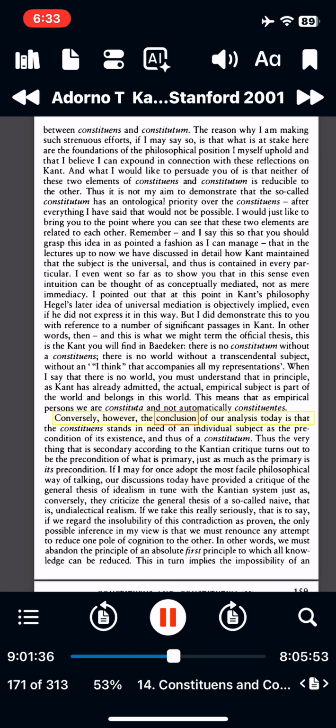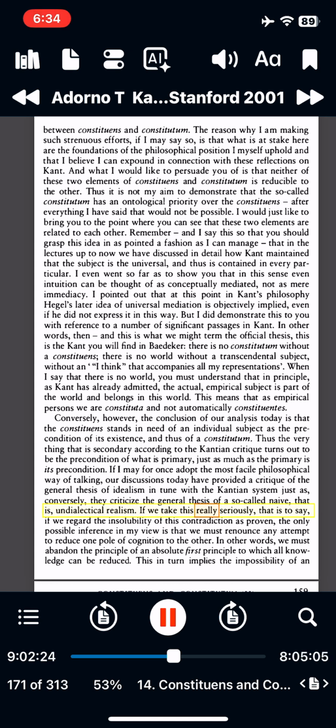Conversely, however, the conclusion of our analysis today is that the constituens stands in need of an individual subject as the precondition of its existence, and thus of a constitutum. Thus the very thing that is secondary according to the Kantian critique turns out to be the precondition of what is primary, just as much as the primary is its precondition. If I may for once adopt the most facile philosophical way of talking, our discussions today have provided a critique of the general thesis of idealism in tune with the Kantian system, just as, conversely, they criticize the general thesis of a so-called naive, that is, undialectical realism.